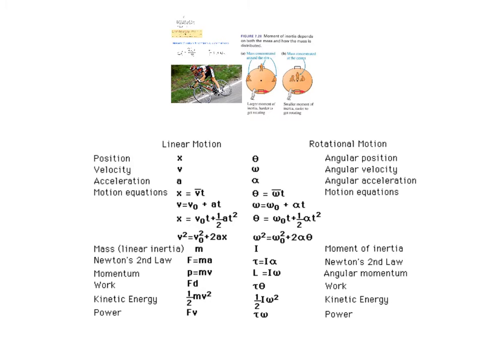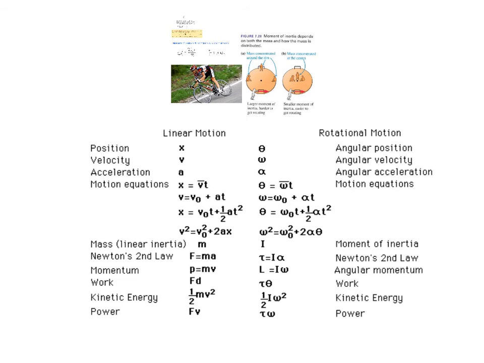What I really like about this table too is it shows their equivalents for each of the motion equations as well in the rotational motion. And also we've got kinetic energy here is 1/2 mv squared for linear motion, it's 1/2 moment of inertia times angular velocity squared for rotational motion, and we've got power here as well. You should really take some time here to take a look at this and make sure you understand the analogies, the connections between linear motion and rotational motion.